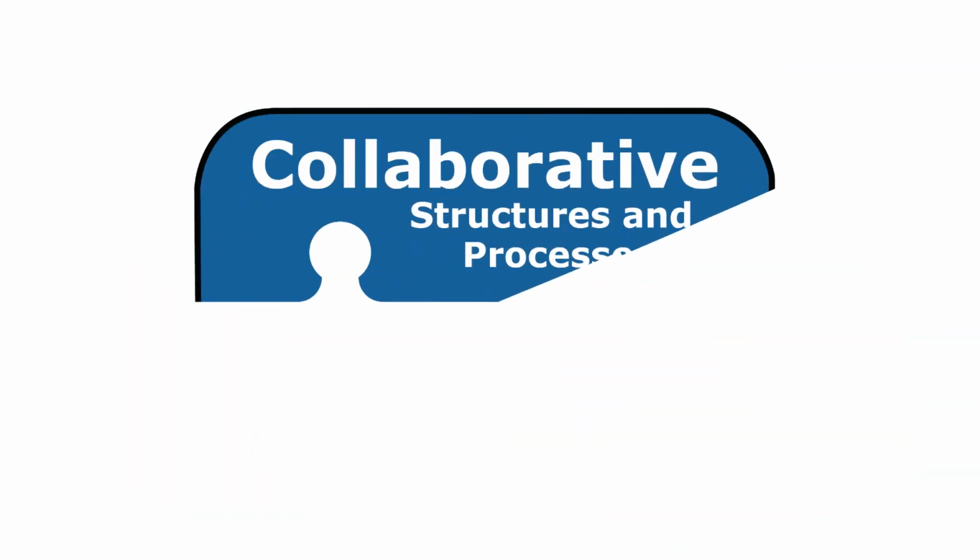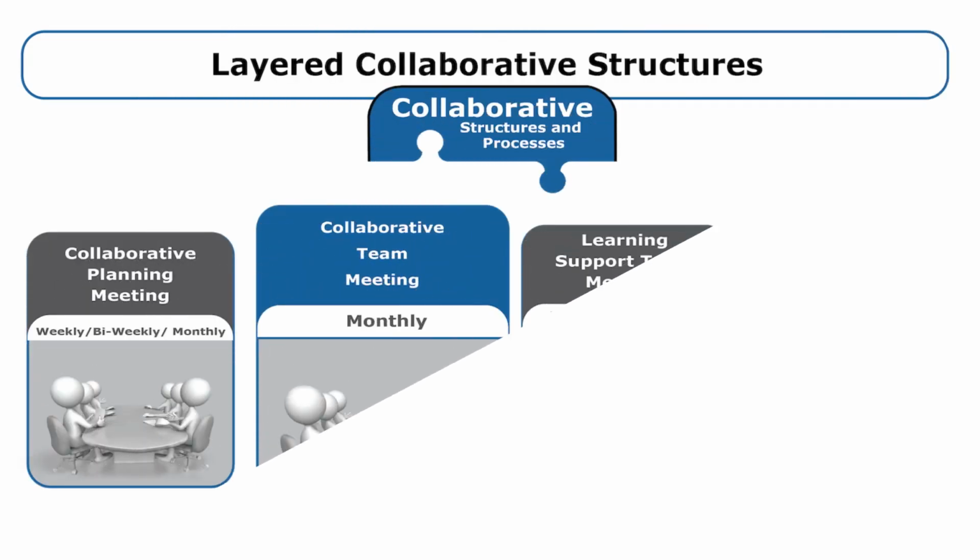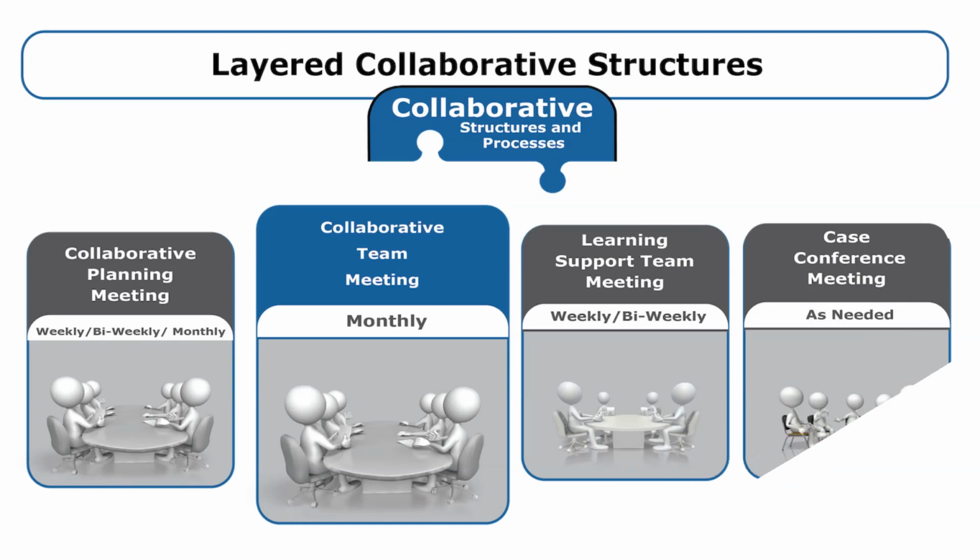First off, collaborative structures and processes. Through a purposeful layering of team structures, each layer has a unique purpose, involves different team members, and engages with increasing levels of support. Critical to the layering of team meeting structures is the collaborative team meeting, identified as the heart and soul of collaborative response.